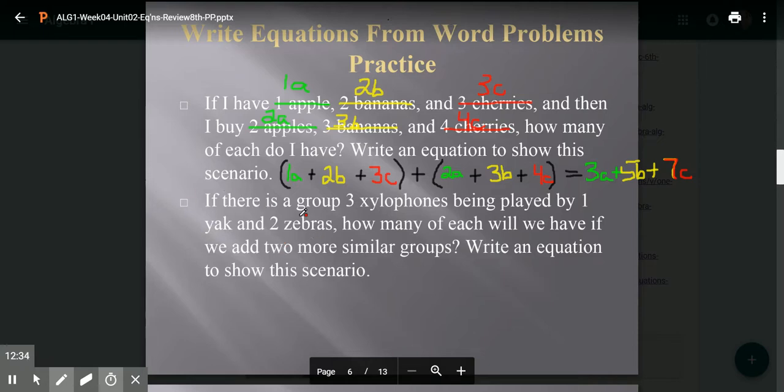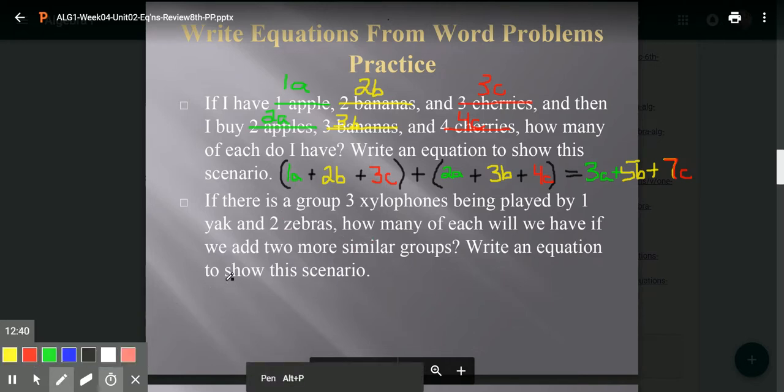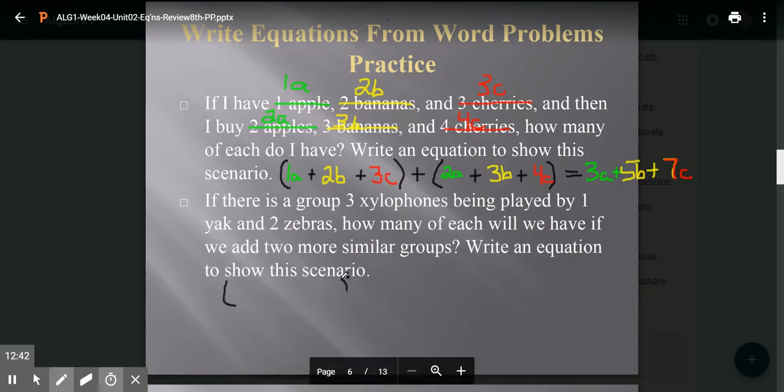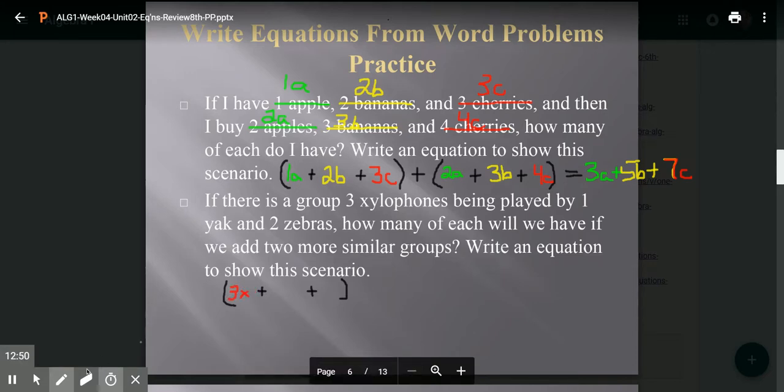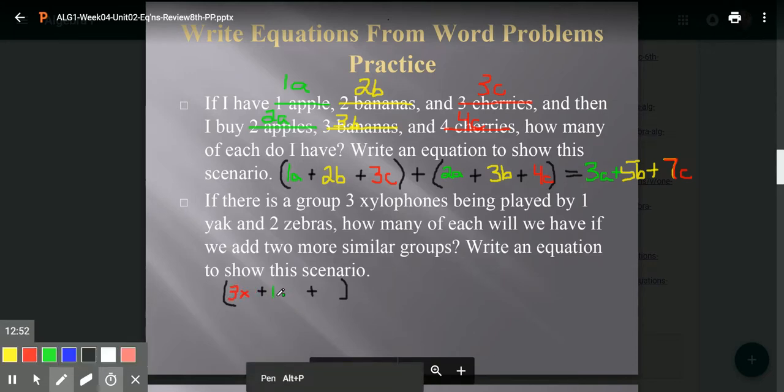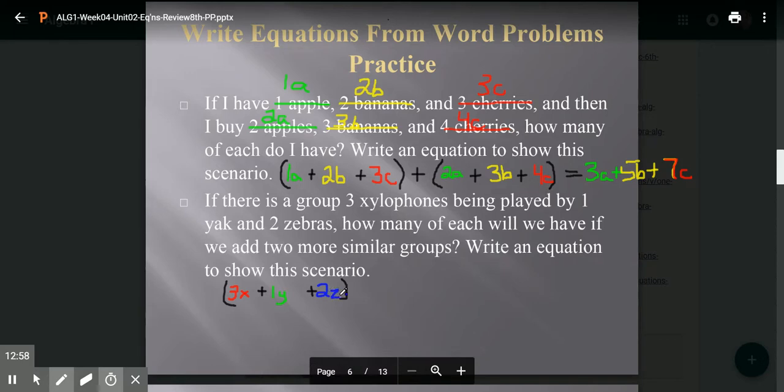Okay. And then for the xylophones, zebras, and yaks, we've got our initial set here. We've got our 3 xylophones, 3 X's, with 1 yak, 1 Y, and 2 zebras, 2 Z.